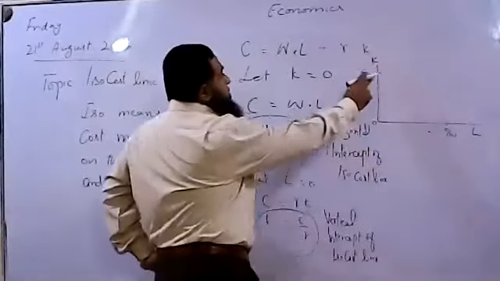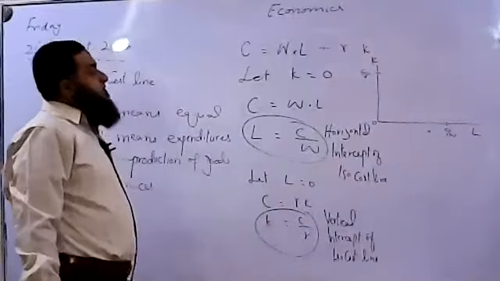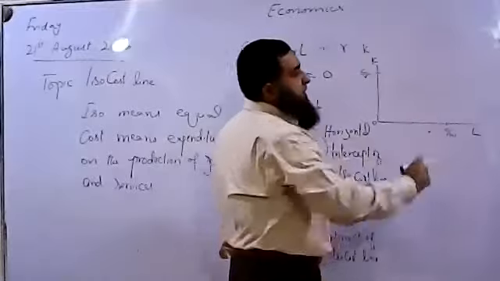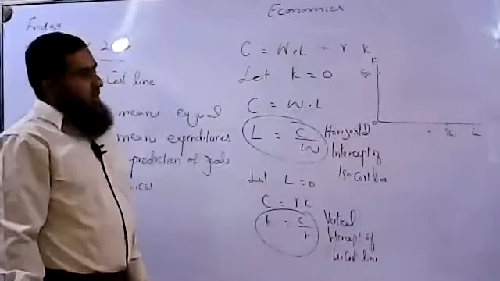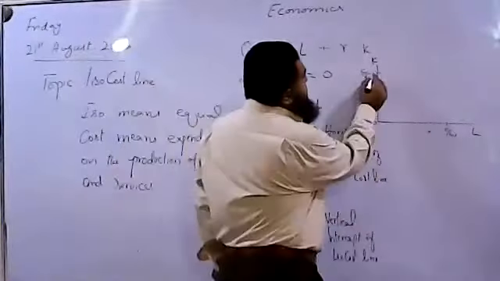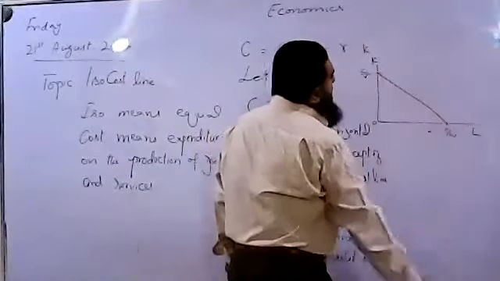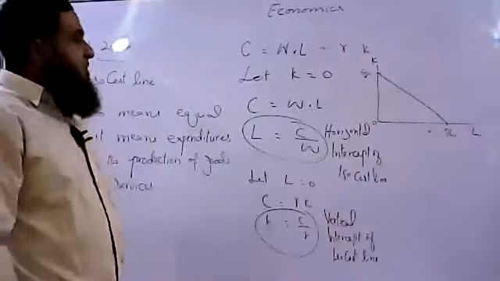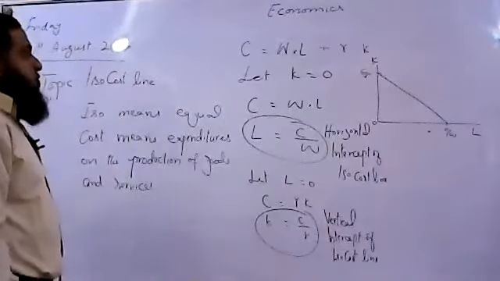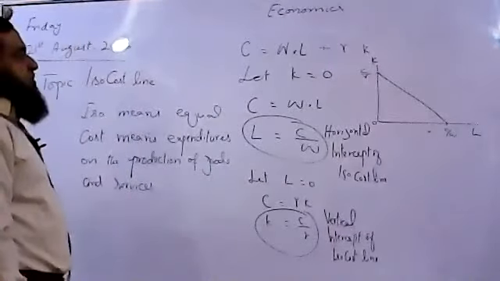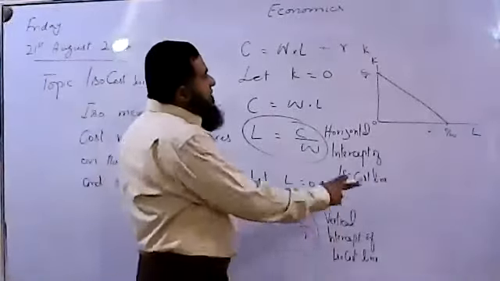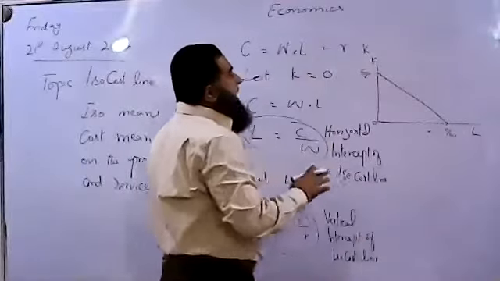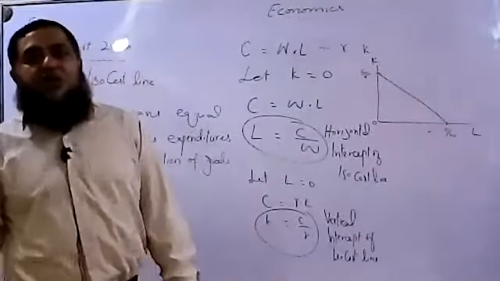All right. So these are the 2 points. We can say C over R is the vertical intercept, C over W is the horizontal intercept. So if we join these 2 intercepts, we get the line which is called isocost line. It's a straight line, downward sloping, constant sloped. We can say along this line, the different combinations of labor and capital will have the same cost of production. Total cost does not vary.